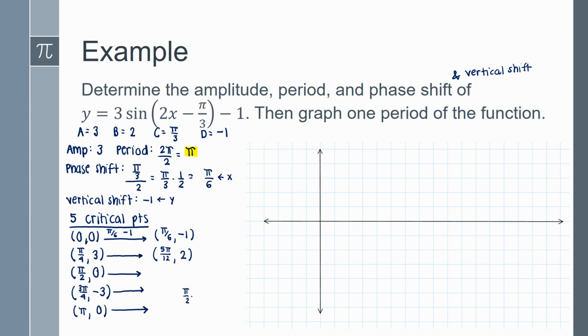Well, pi over 2 plus pi over 6, the common denominator would be 6. So I just have to multiply the first fraction by 3. So 3 pi gets added onto pi, so that becomes 4 pi over 6, and I can simplify that. 4 pi over 6 is the same thing as 2 pi over 3. And then 0 minus 1 is -1.